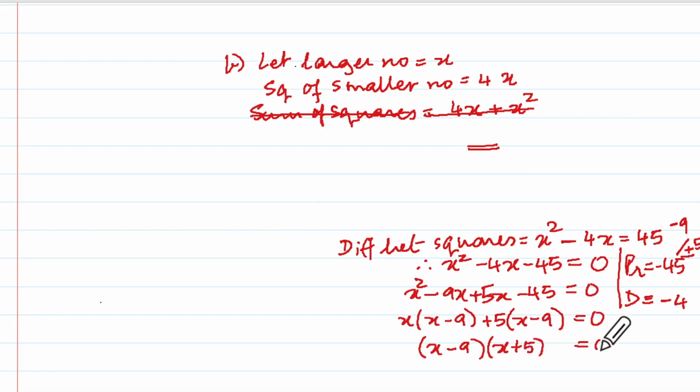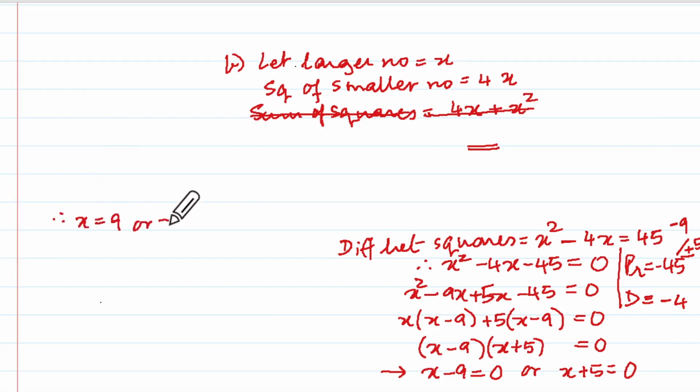Yes, ma'am. Then you have to also show the zero product rule. Some of you don't write the zero product rule. What am I using? What is this step called? The zero product rule. Understanding? And therefore what you will say, x equal to 9 or x equal to minus 5, and these are natural numbers, so this is not applicable.